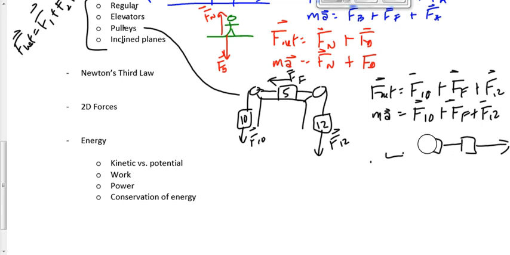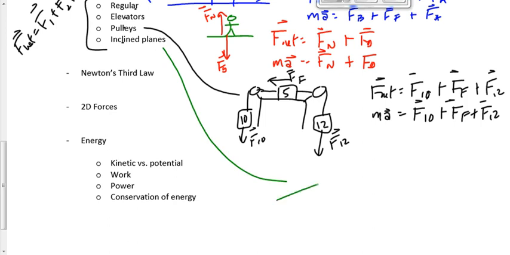And finally, the last one of these is this whole inclined plane thing. Maybe the question looks something like this. Maybe we've got an applied force acting up the hill. We've got an angle of 30 degrees. We want to find the acceleration. Well, same deal. F net is equal to the sum of the forces.